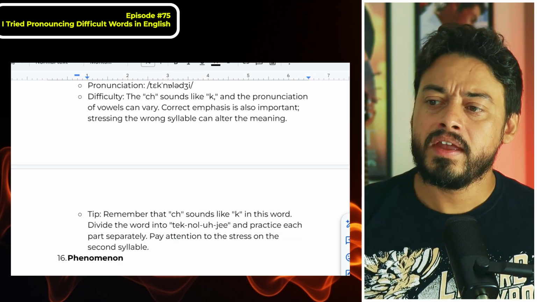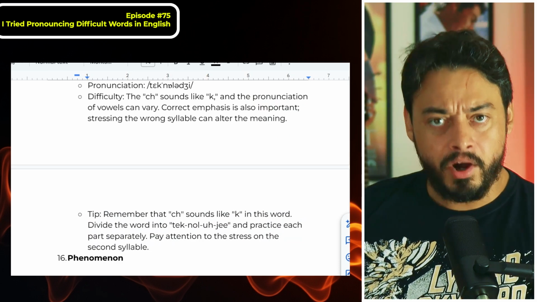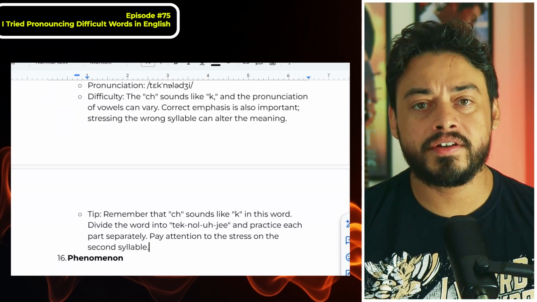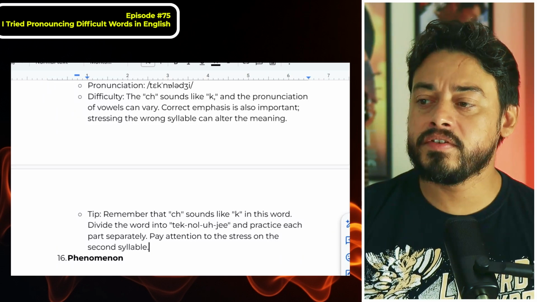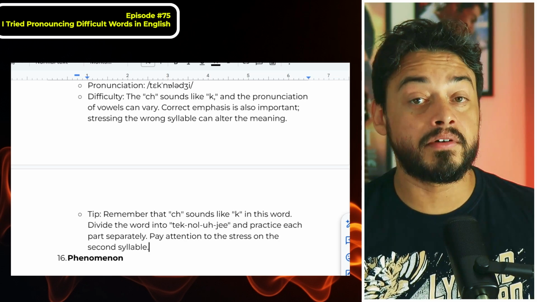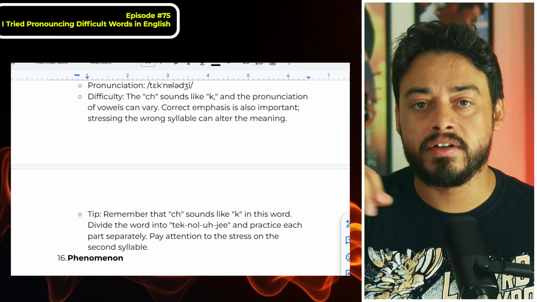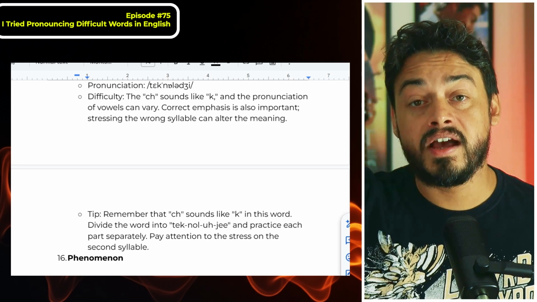All right? And divide the word into parts, tech-nol-o-gy, and practice each part separately. Pay attention to the stress on the second syllable, nol. You see the stress is right here, second syllable, technology.